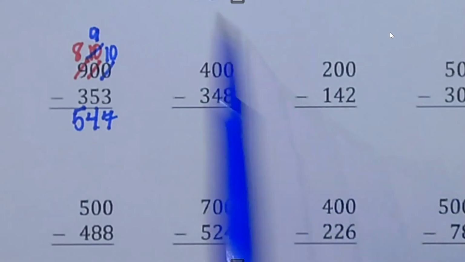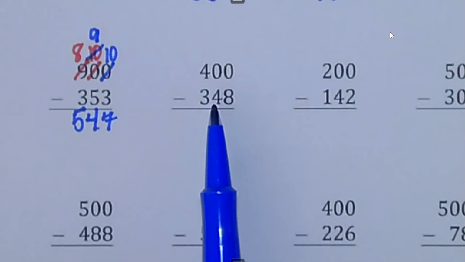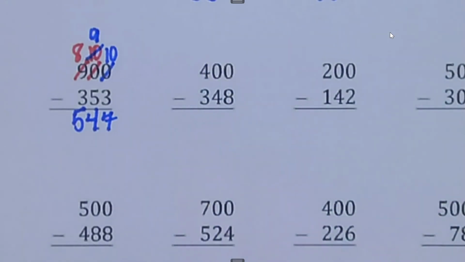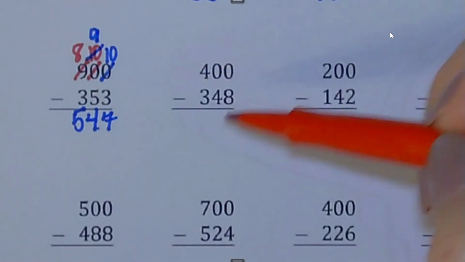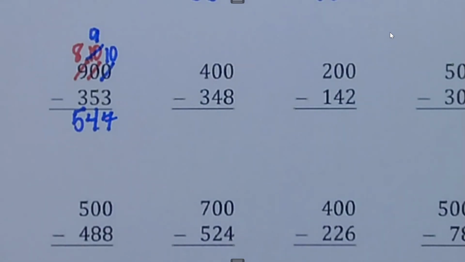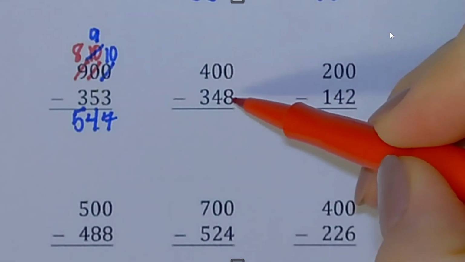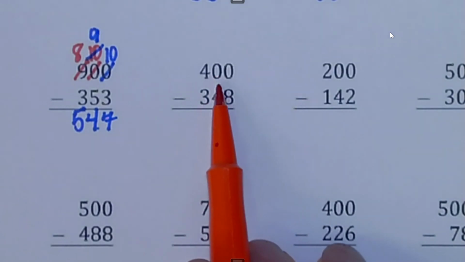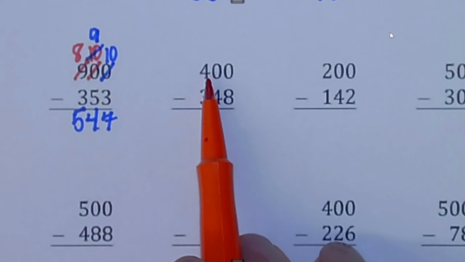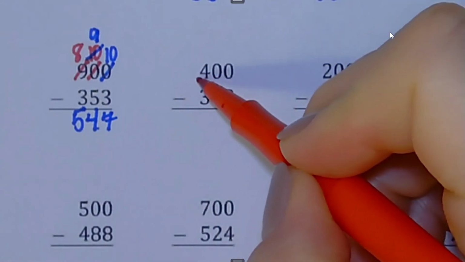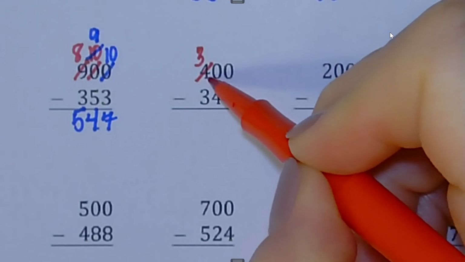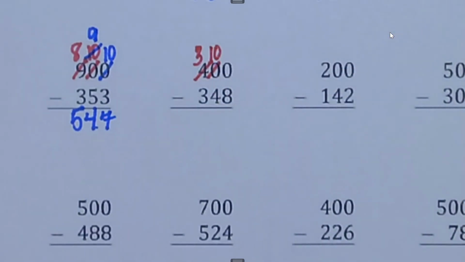Again, pause the video. Solve this problem, 400 minus 348. Press play when you are finished. Okay, if you are back, then you have solved this problem and you're ready to check your work. 0 minus 8, I cannot do that, so I'm going to go to my neighbor. My neighbor also cannot help me, so he's going to go to his neighbor. So his neighbor is going to help him out. The 4 becomes a 3, the 0 becomes a 10.